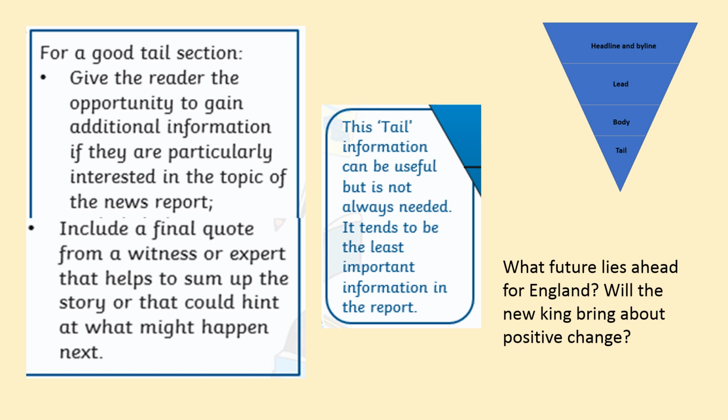So we already know from history what happens after William the Conqueror came to England, but you're writing as if you're in that time. So you're not in 2020, you're in 1066 AD. So you wouldn't know what happens in the future. So at the end you can write, what future lies ahead for England? Will the new king bring about positive change?